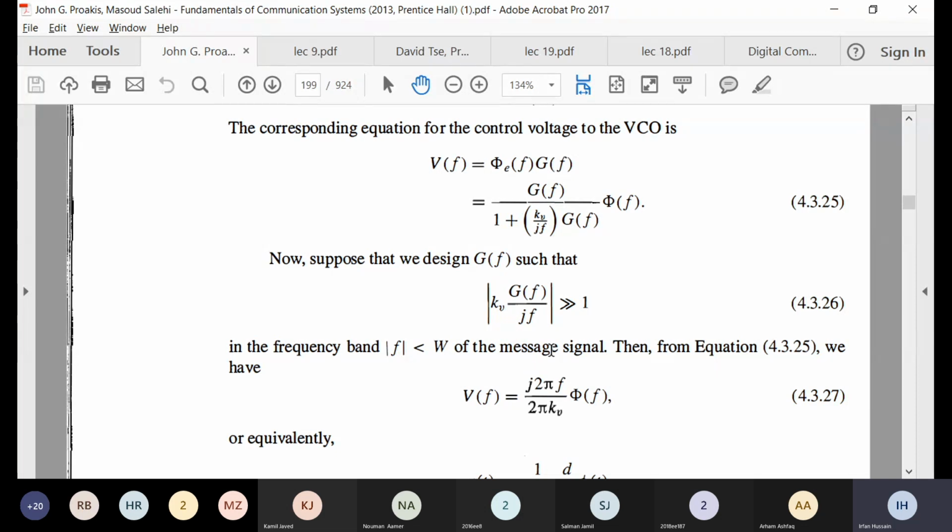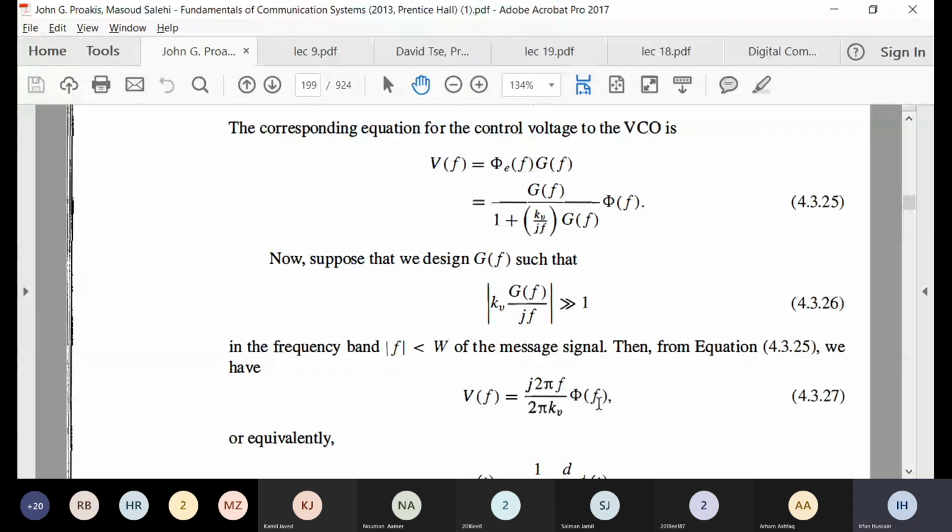Remember, here we are taking W. So this loop filter is designed so that the frequency band corresponds to W, the bandwidth of the message signal, not the bandwidth of the FM signal, which was 2 beta plus 1 into W, many times greater than W. So this is kept larger, so this one can be neglected. So G(f) cancels, and jf goes in the numerator. I multiply by 2 pi and divide by 2 pi. V(f) comes out to be j2 pi f, over 2 pi kv, into phi(f).